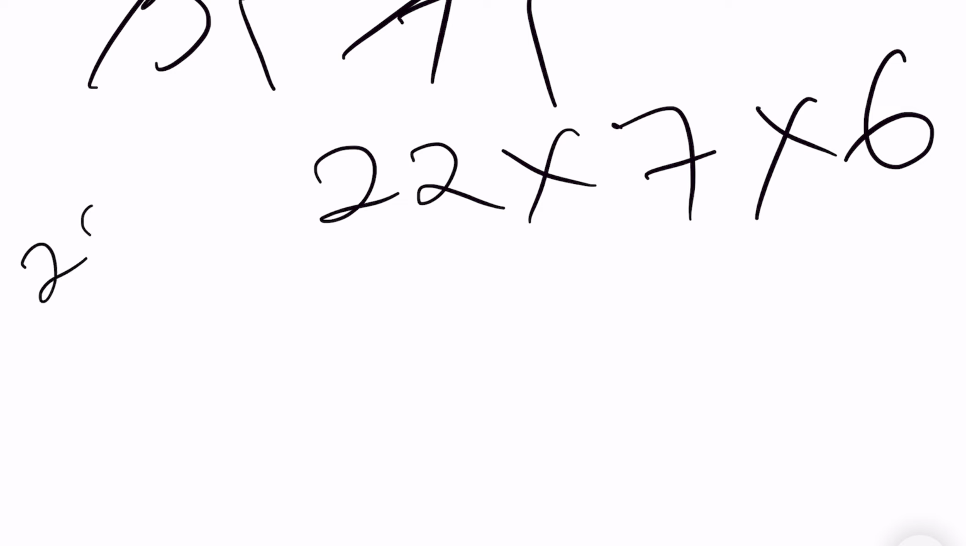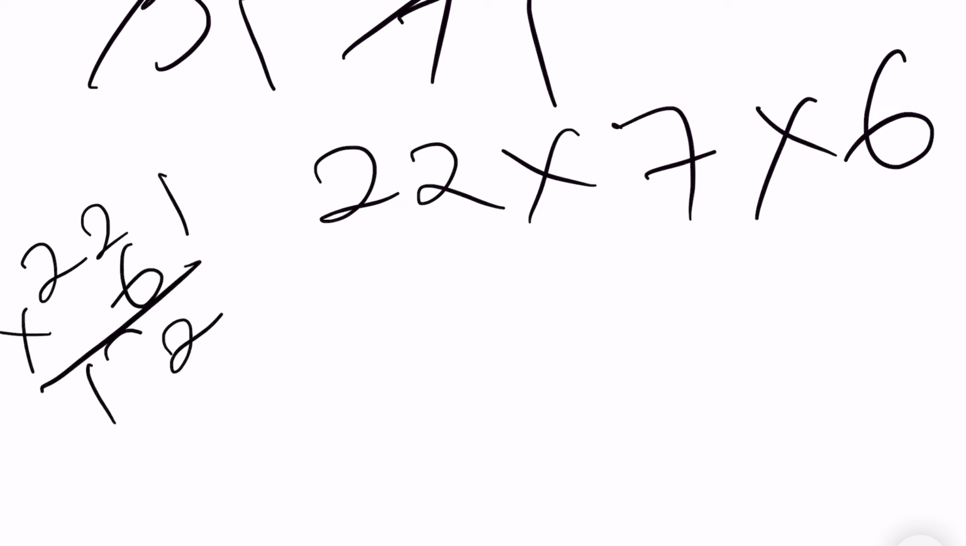So where we solve this, 12, 1 is 13. This is 132 times 7.